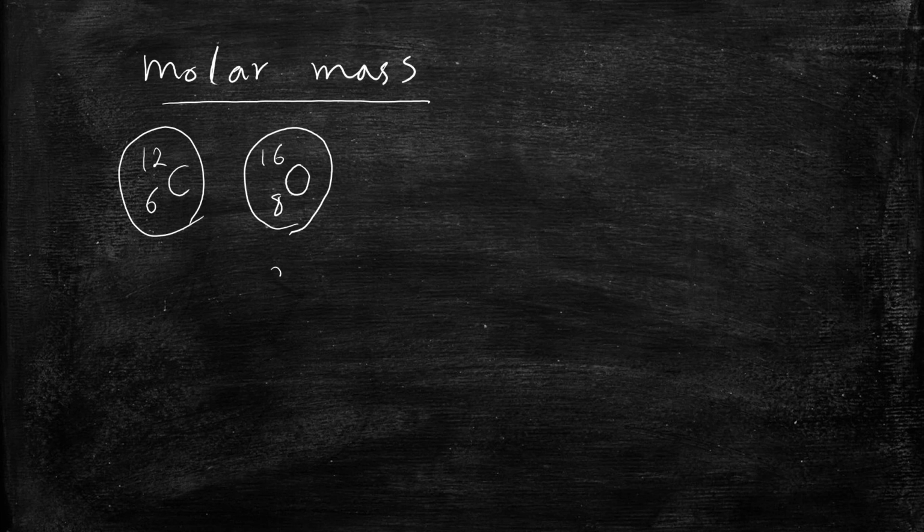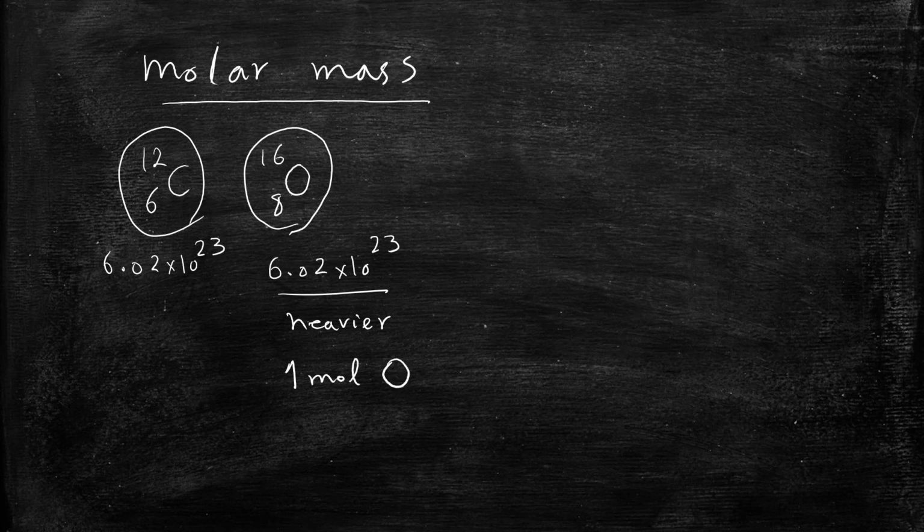And similarly, 6.02 times 10 to the power of 23 atoms of oxygen is heavier than the same number of atoms of carbon. This is heavier because oxygen atoms are heavier than carbon atoms. Therefore, we expect that 1 mole of oxygen is heavier than 1 mole of carbon. And in fact, people have measured the weight of 1 mole of oxygen, 1 mole of carbon, and all the elements. So that information is mentioned on the periodic table.